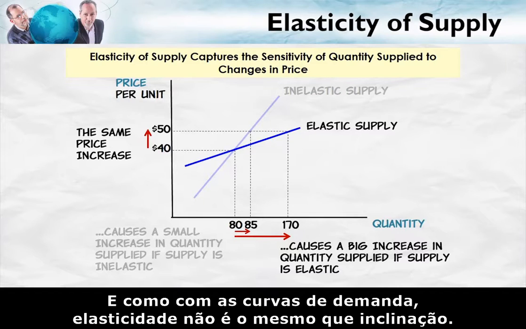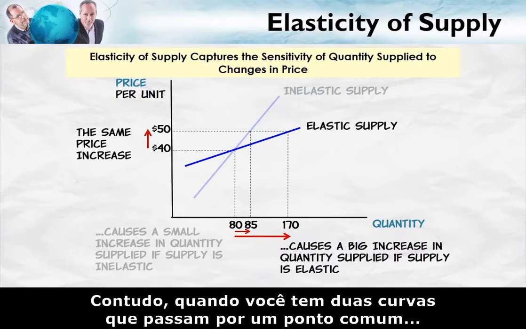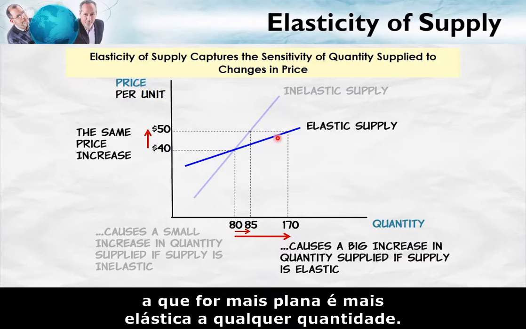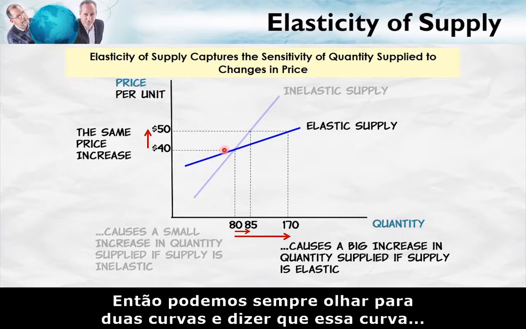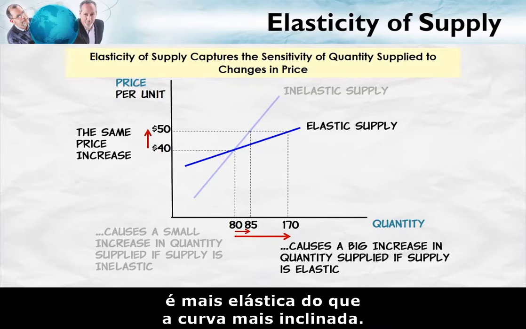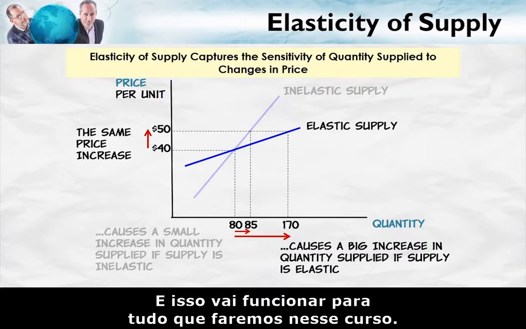And again, as with demand curves, elasticity is not the same thing as slope. Nevertheless, when you have two curves which go through a common point, then the one which is flatter is more elastic at any given quantity. The one which is steeper is more inelastic. So we can always look at two curves and say this curve is more elastic than the steeper curve, and that will work for everything we're going to do in this class.